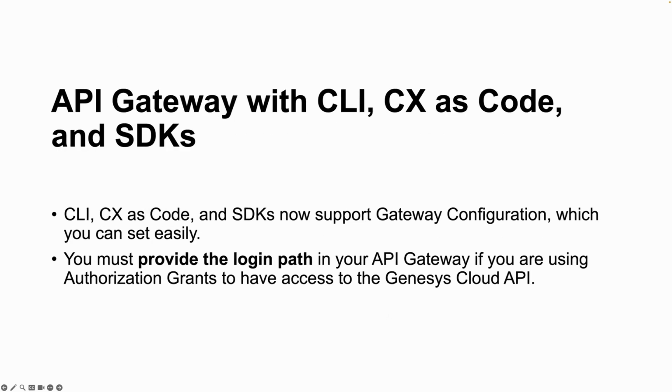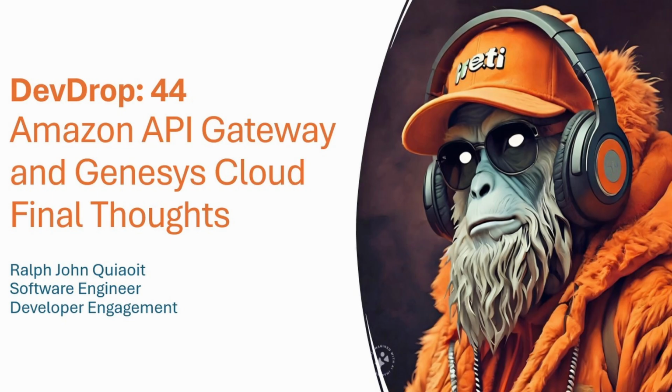And the last one is utilizing the API gateway with the CLI, CX as Code, and SDKs. In the previous parts, I've discussed that the Genesys Cloud CLI, CX as Code, and SDKs support gateway configuration, which you can set up very easily. The only key takeaway that I will leave here is that for these tools, you must provide the login path in your API gateway if you're using authorization grants to have access to the Genesys Cloud API.